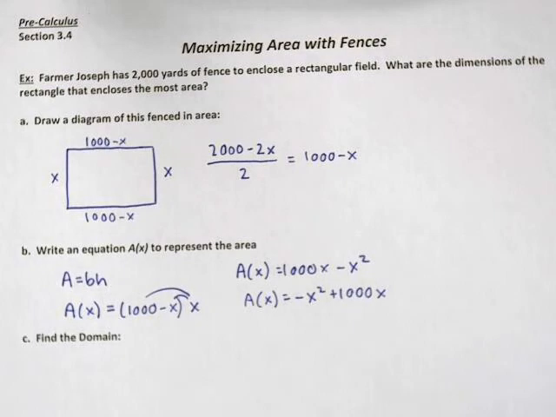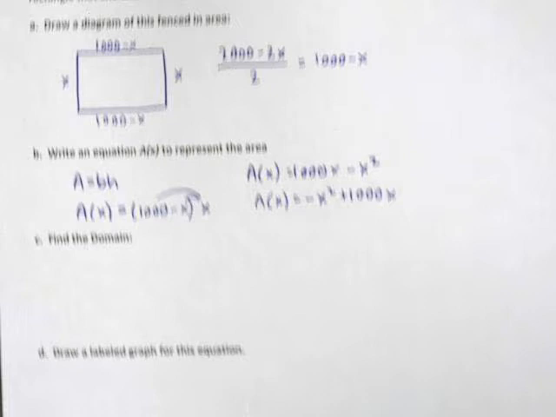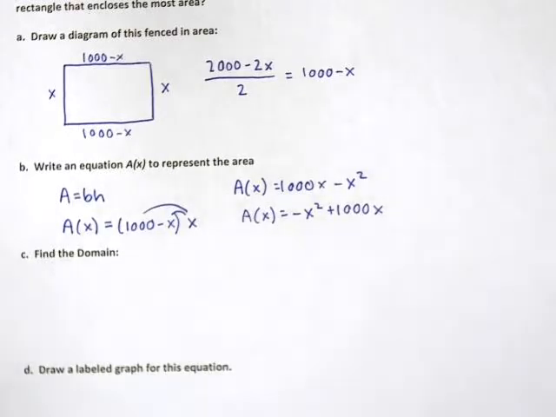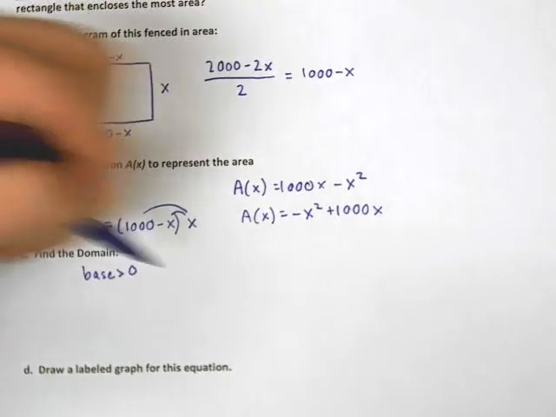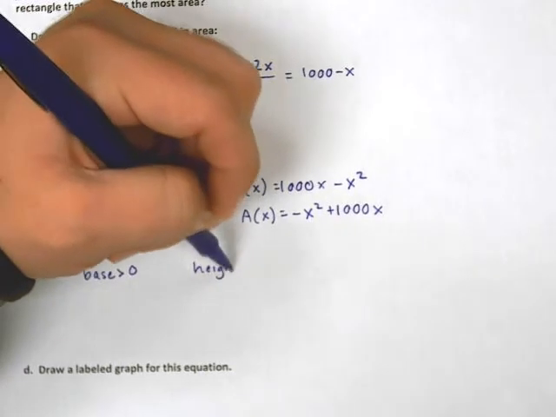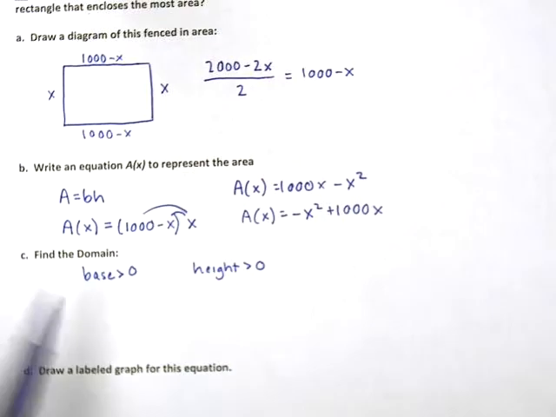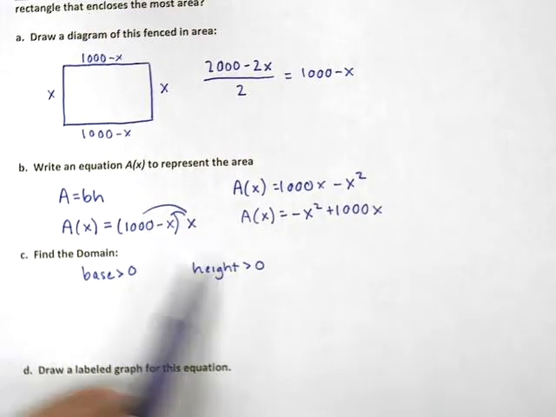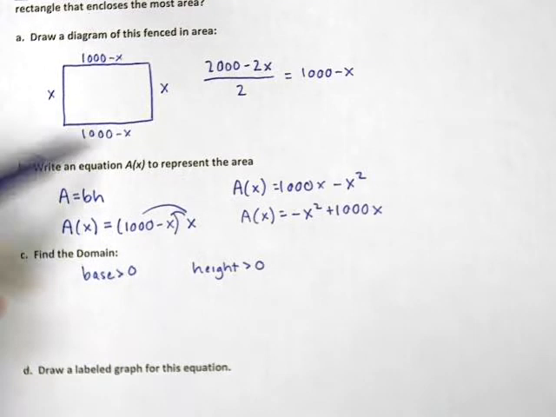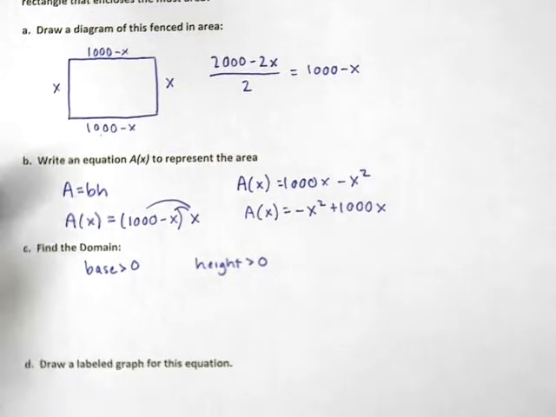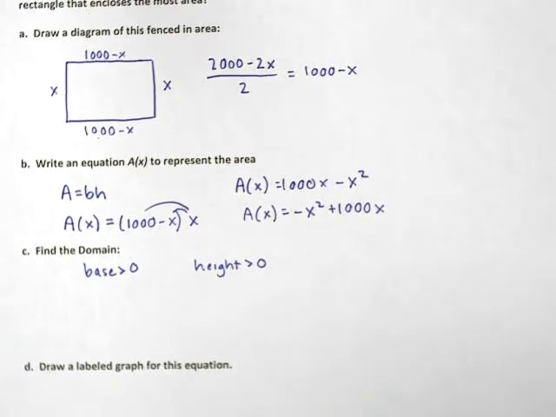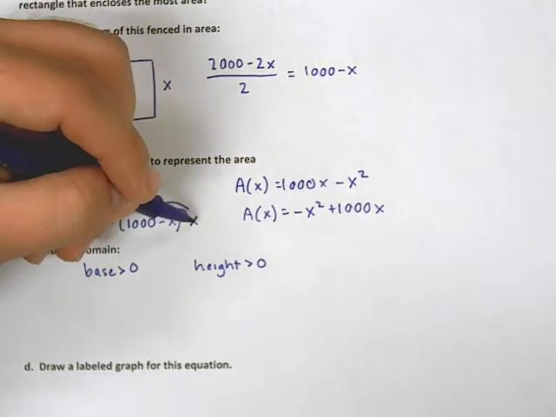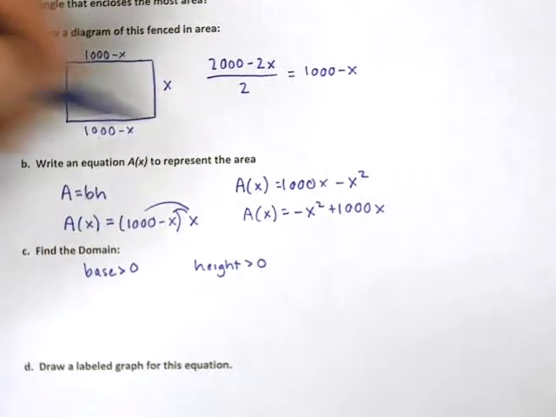So, we move on. This is really similar to our last stuff. We need to find the domain, and we remember that because these are actual physical shapes, the base must be greater than 0, and the height must be greater than 0. I don't necessarily like writing base and height, because really your base might be x and your height might be 1,000 minus x. So I don't want you to get hung up on that. It's a side and a side. All of the sides have to be greater than 0. So, let's do the easy one first. Or actually, no. I used this as base, so I'm going to stick with it.